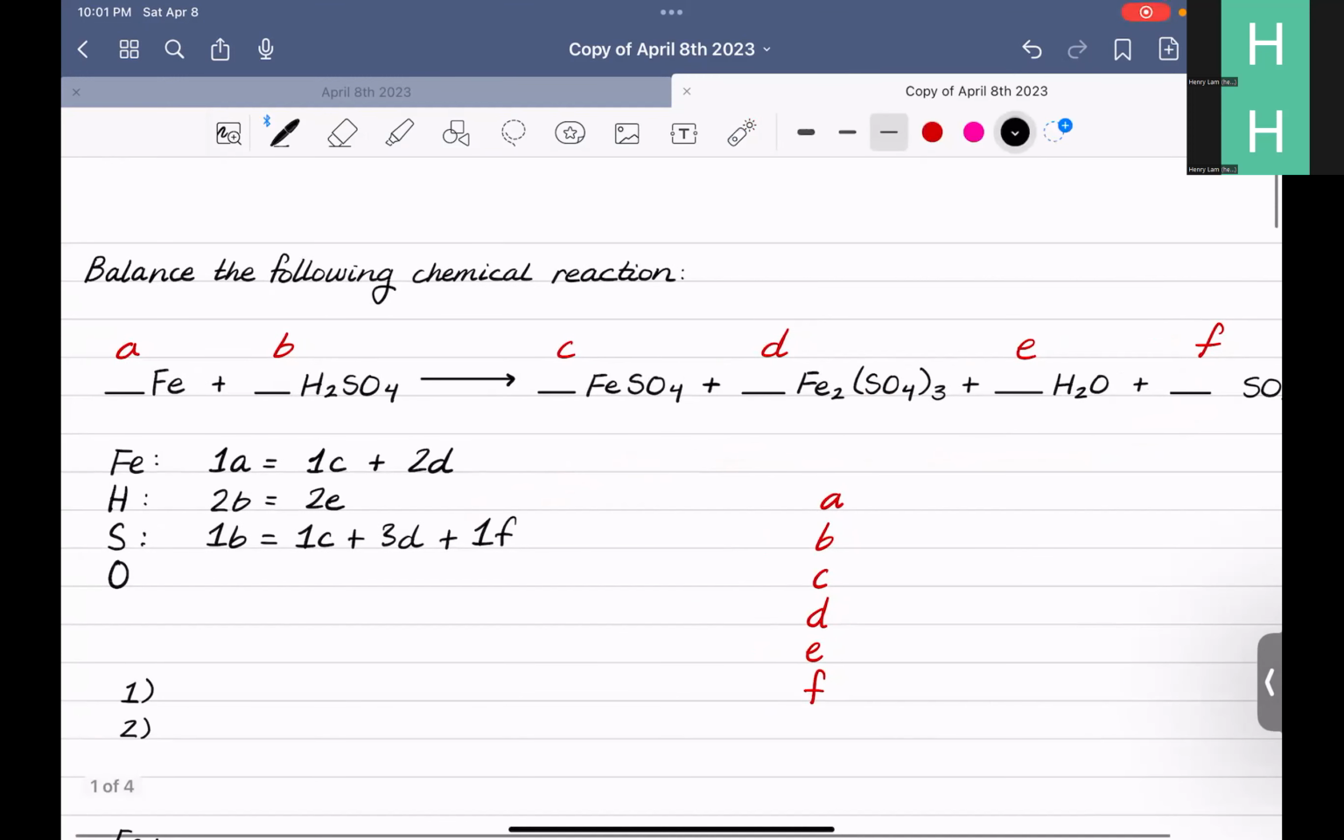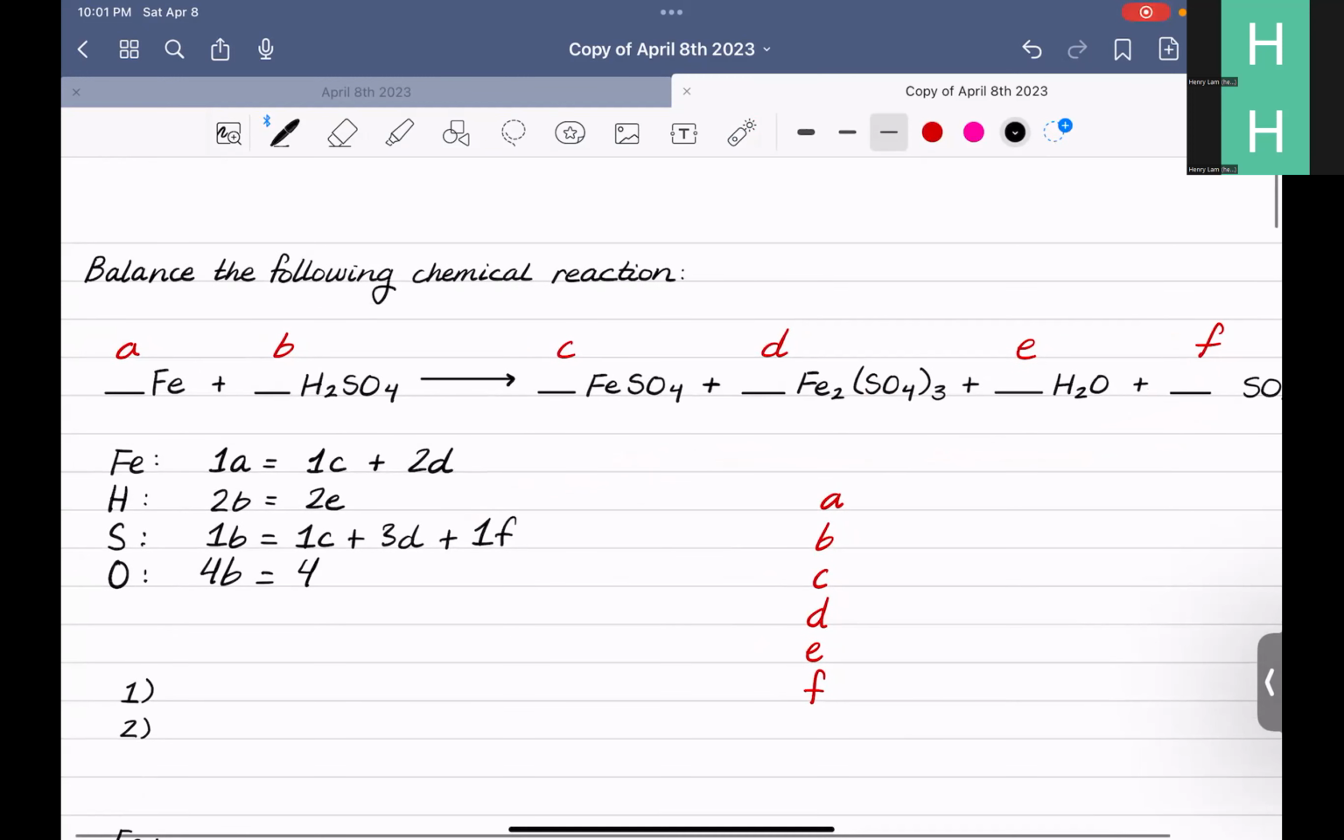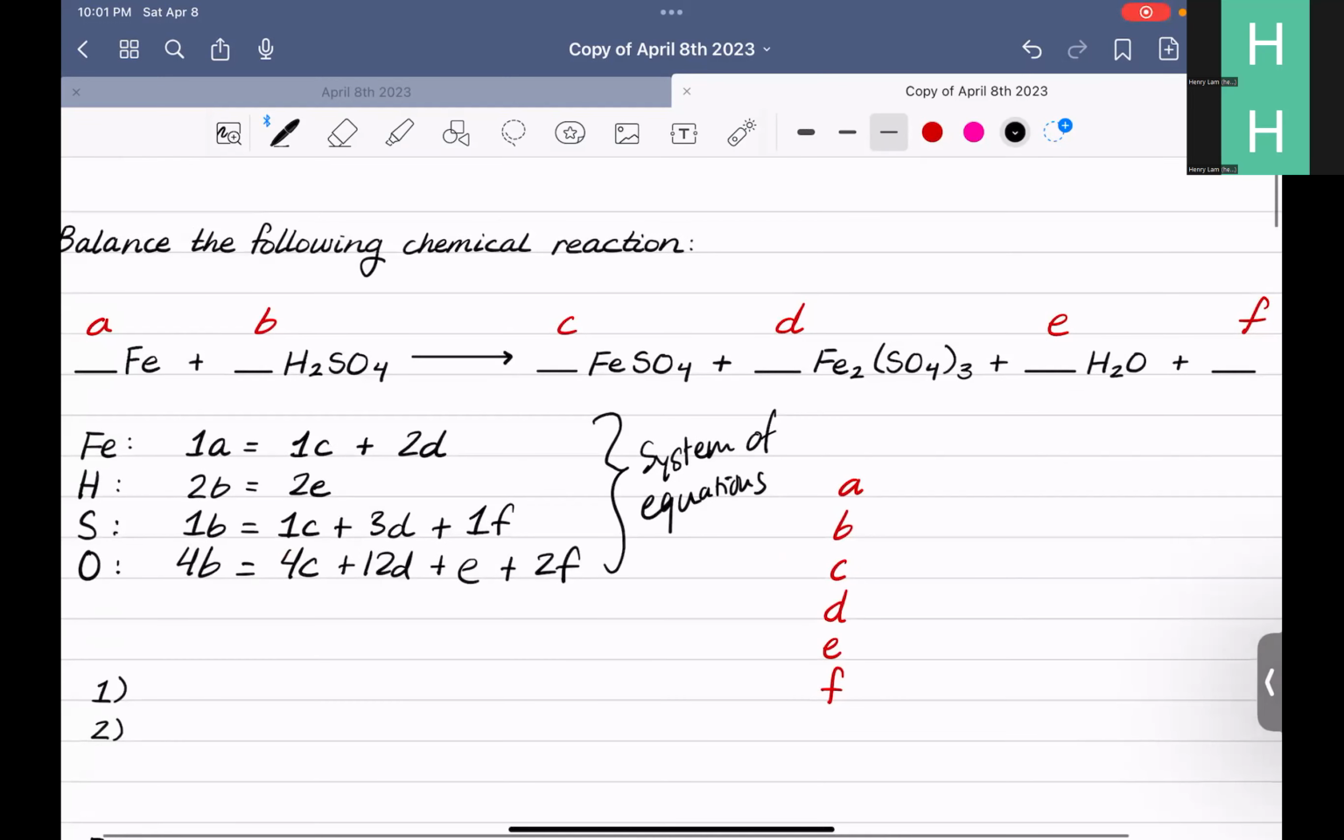Okay, likewise, you can go ahead and do it for oxygen. So oxygen will have 4B on the reactant side, 4C on the product side, plus 12D in the D position, and 1E plus 2F. Okay, so this is what we call a system of equations. And using this system of equations, we can solve for A, B, C, D, E, and F, okay?